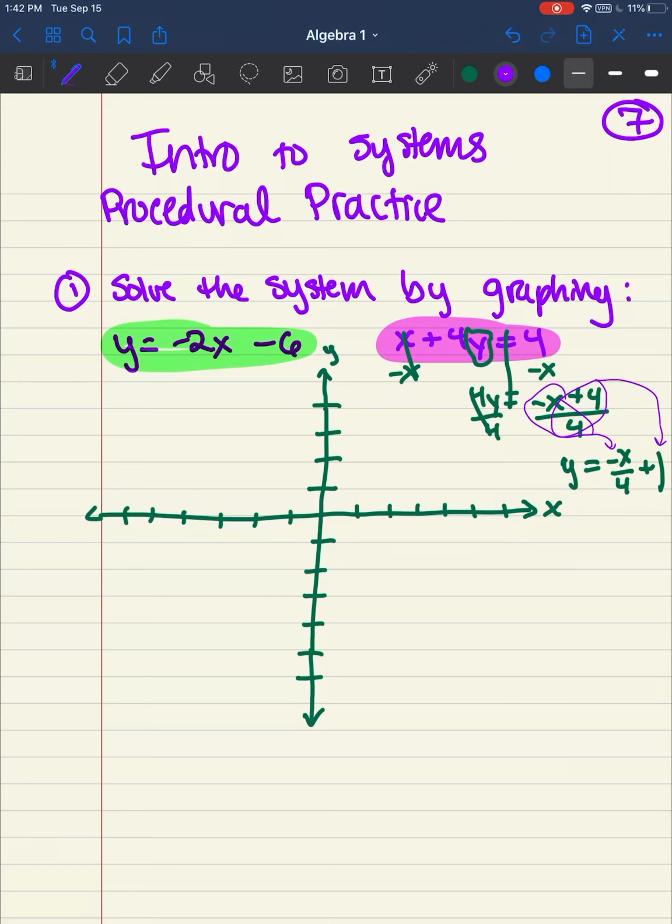All right, so we will go ahead and graph this line highlighted in green. So my y-intercept is -6, and then -2 is my slope. So it's -2 over 1. So y-intercept at -6, 1, 2, 3, 4, 5, 6. So I'll show you what I'm doing here. I'm going 1, 2, 3, 4, 5, 6. So 6 on the y-axis in the negative direction. So put our point there.